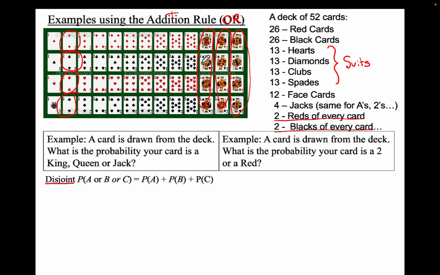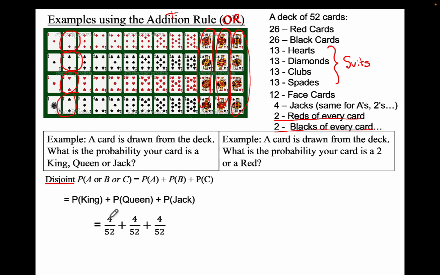So since there's no overlap, we call them disjoint, which means there's no risk of us double counting anything, so no need to do that subtraction at the end. We're going to set this up as the probability of a king, which gets its own fraction, plus the probability of pulling a queen, which gets its own fraction, plus the probability of pulling a jack, which gets its own fraction.